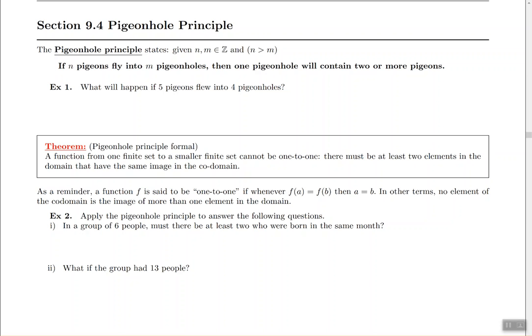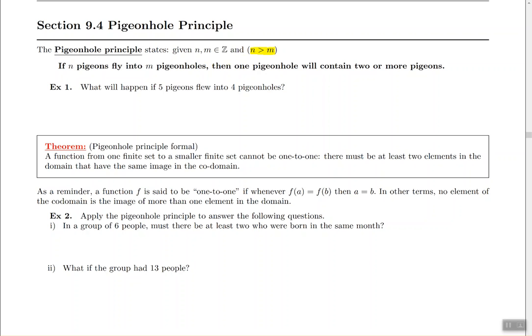The pigeonhole principle. The pigeonhole principle states that given n and m are integers, and n is greater than m, so n is bigger than m, if n pigeons fly into m pigeonholes, then one pigeonhole will contain two or more pigeons. So let's explain what this principle basically says, right?